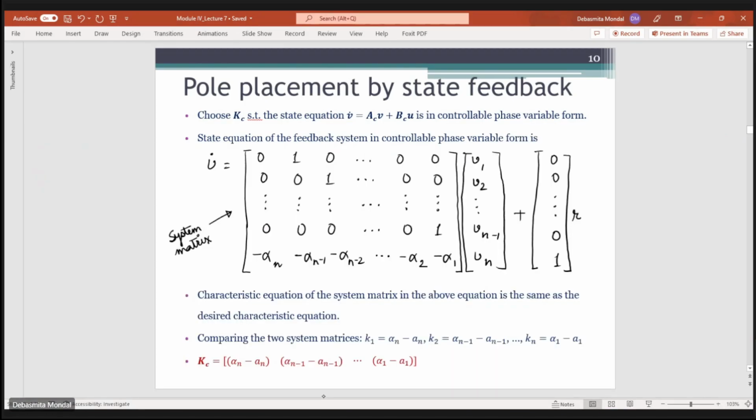and you can find out the values of K1 till Kn. So you can write that Kc will look something like this. The elements of Kc will be K1 equals alpha n minus An, then K2 will be equal to alpha n minus 1 minus An minus 1, and so on and so forth.